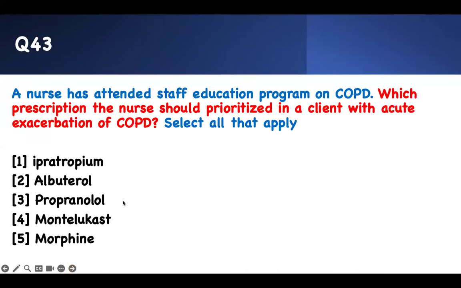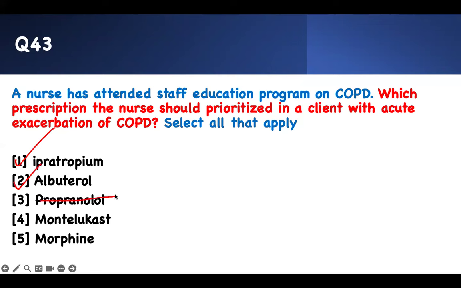43. And then the nurse starts a staff education program on COPD. Which prescription should the nurse prioritize in a client with acute exacerbation of COPD? So acute exacerbation of COPD, which one do you want to include? Remember, there's mostly vasoconstriction or bronchoconstriction causing the problem. So we're going to open it and give you a bronchodilator. This is going to make the condition worse.